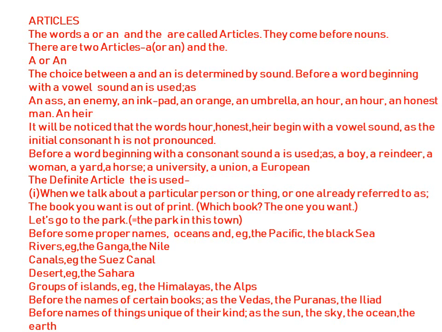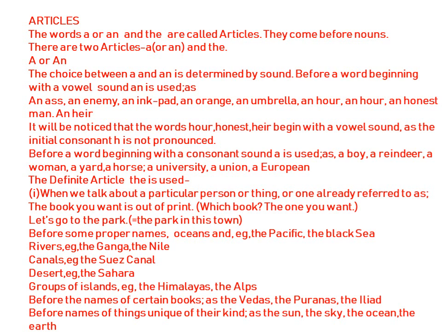A or an is an option. It is optionally used according to the sound of the letter that follows a or an. The choice between a and an is determined by sound, not by looking at the letter, not by looking at the vowel letter, but the sound that it makes. Before a word that begins with a vowel sound, an is used.